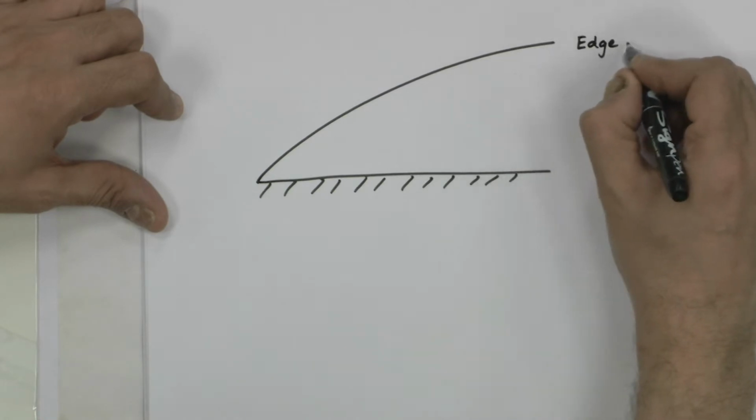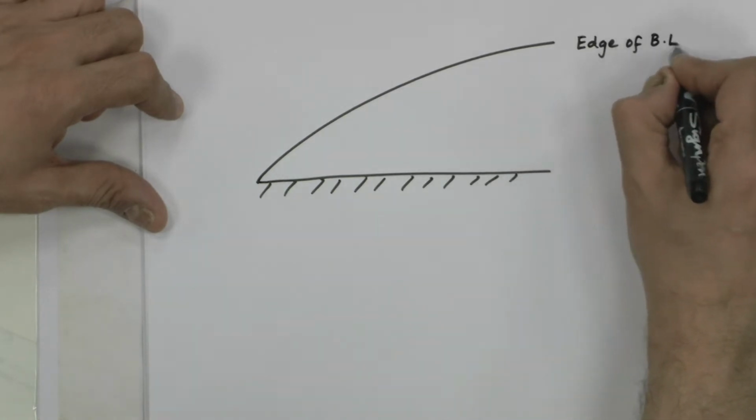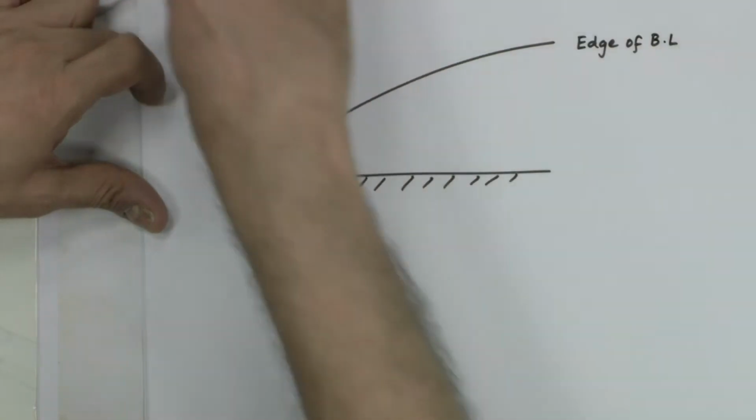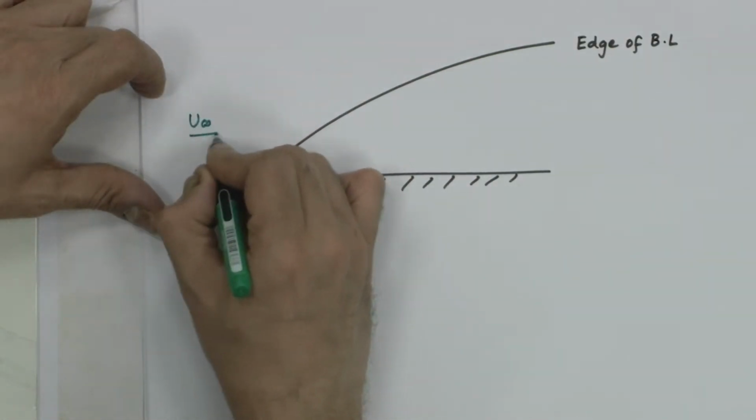What do I mean by the edge? I will just tell you in a minute again. This is your coordinate system, y and x, and u infinity is the free stream velocity.